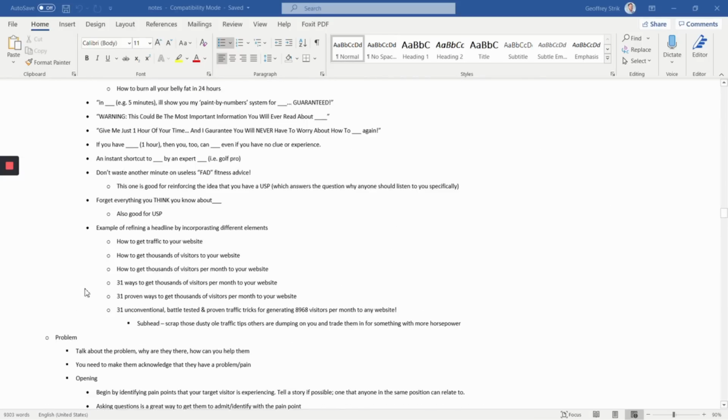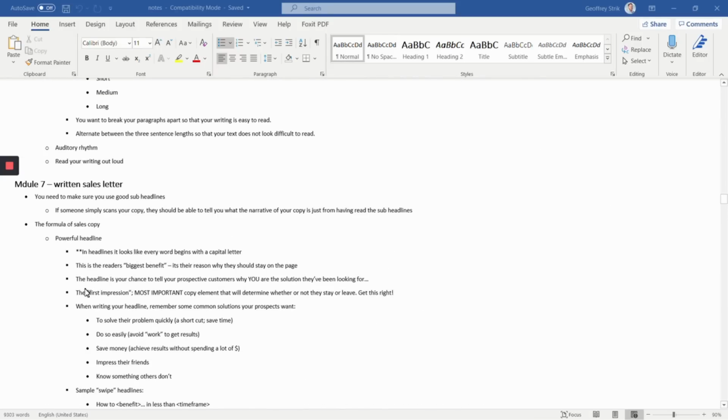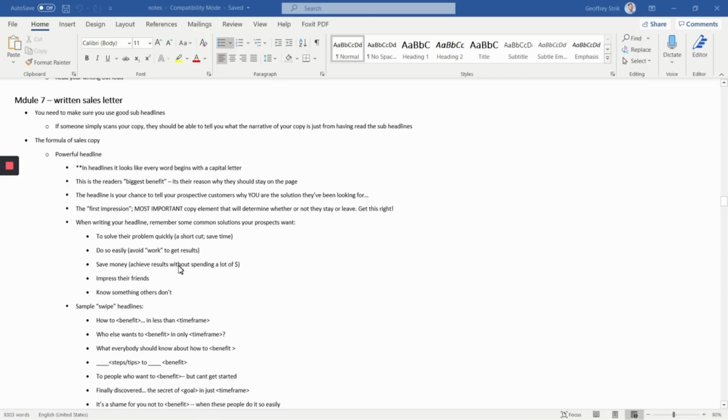I think let's just start with the powerful headlines. These are a couple different formulas you can use when looking to craft a powerful headline. In the headlines, every word in a headline begins with a capital letter, in case you're unaware. This is the reader's biggest benefit. It's the reason why they should stay on the page.